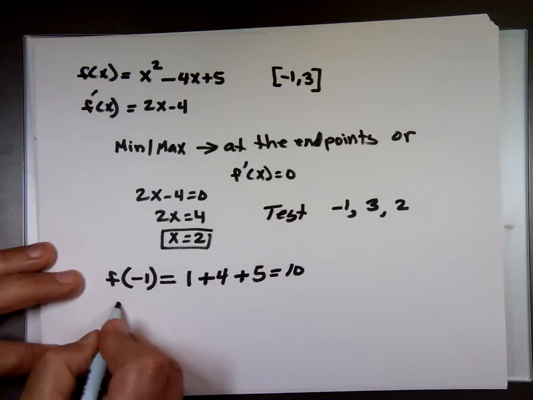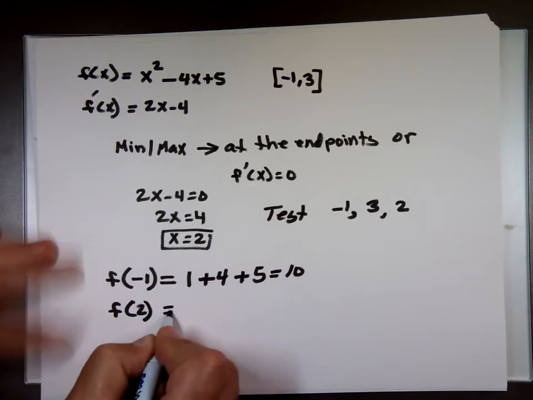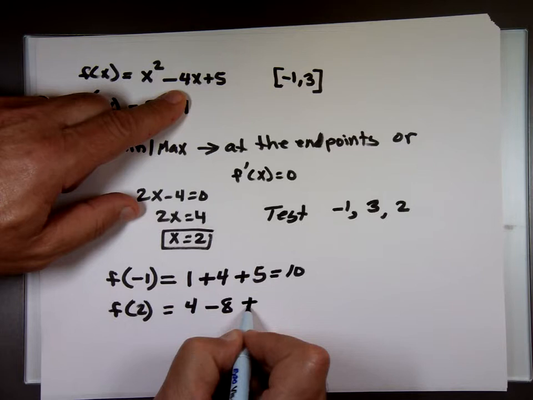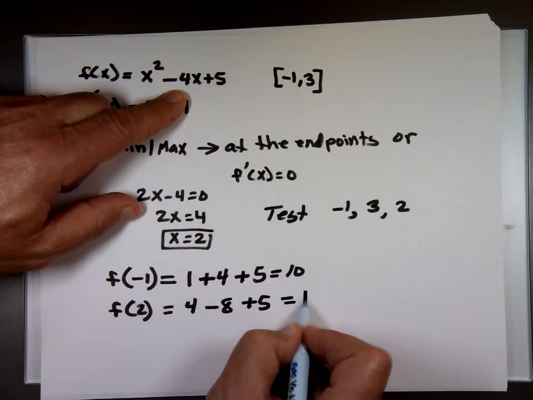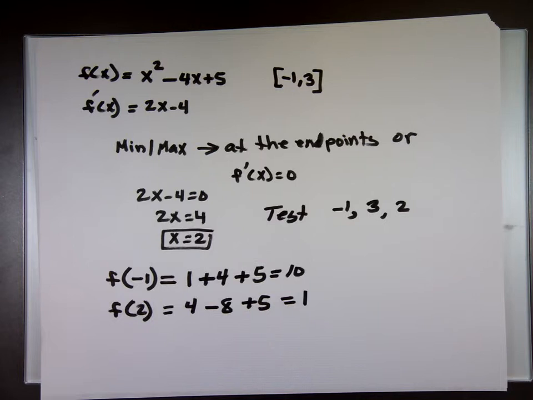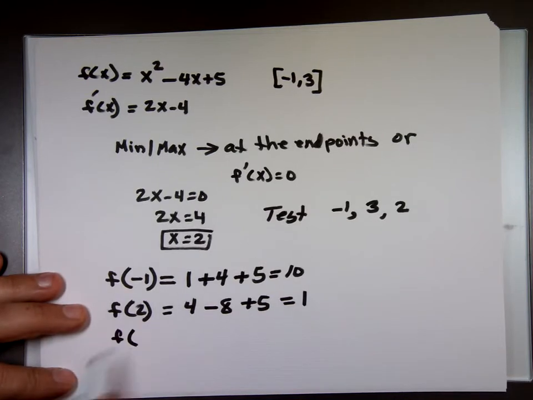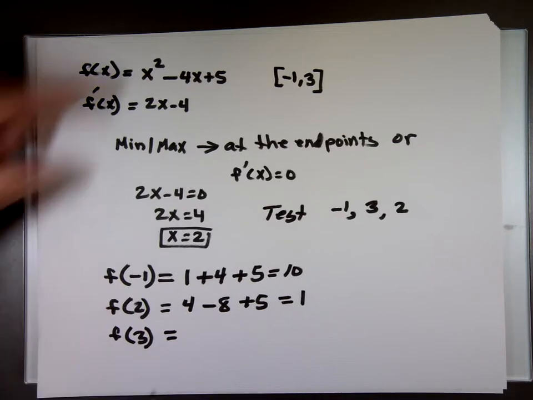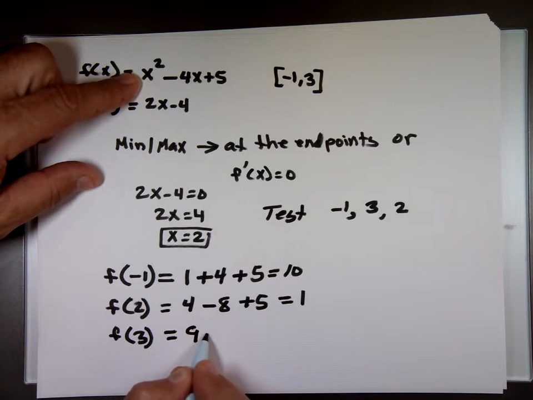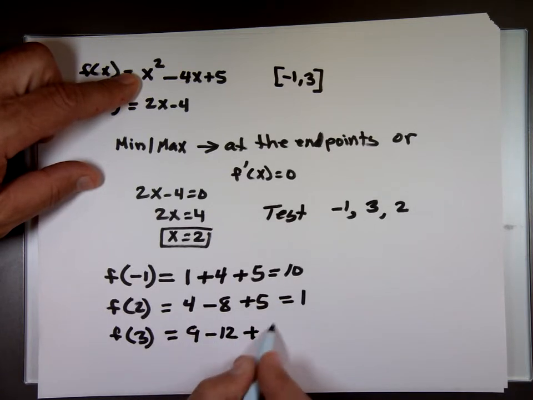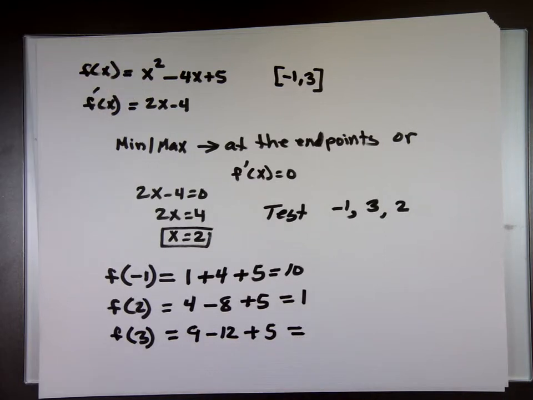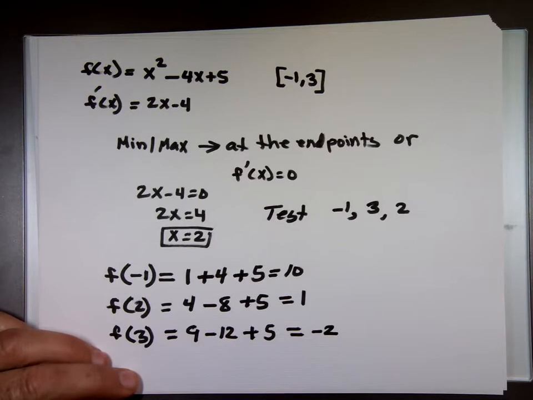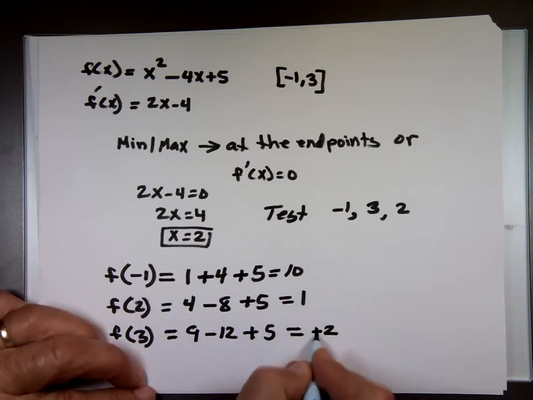What's the function at 2? 4 minus 8 plus 5. Is that a 1? And what is the function at 3? 9 minus 12 plus 5. Negative 2? Can't be. No, it's positive 2. Plus 2, right?